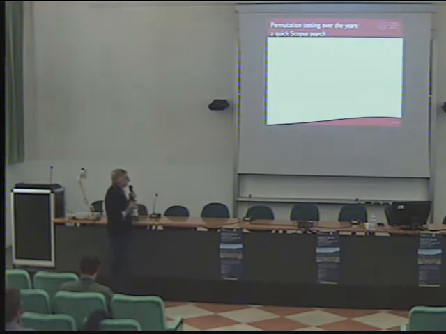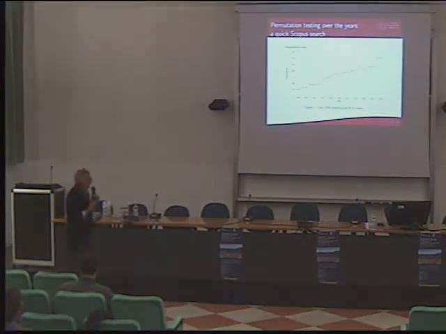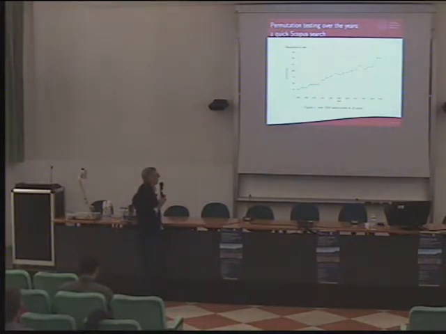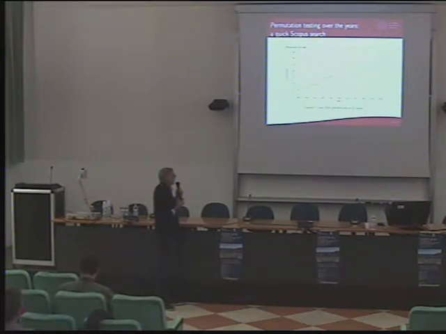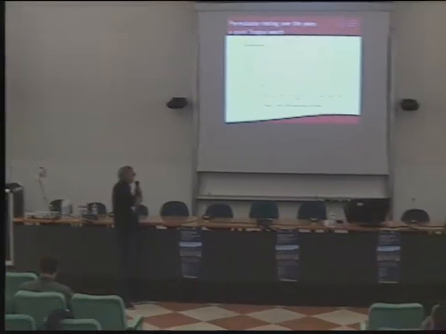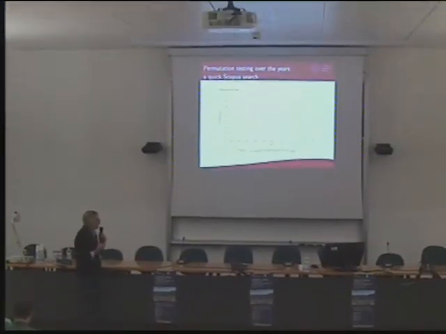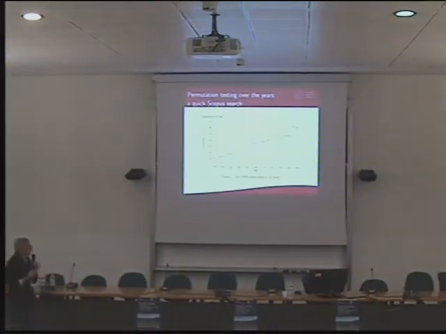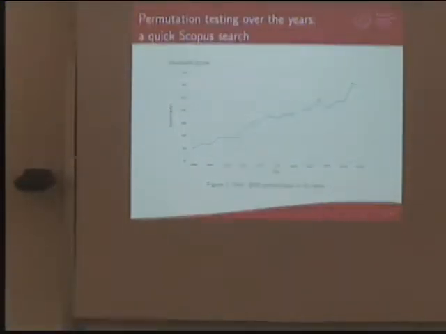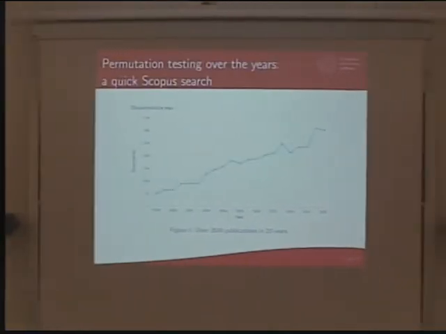First of all, let me start by giving a quick overview of how research related to permutation tests has been increasing over the years. This is just a quick shot from Scopus, and you see that there is an increasing trend. In the last 20 years, there are over 3,500 publications connected with permutation tests, and some of those are dealing with multivariate permutation tests.